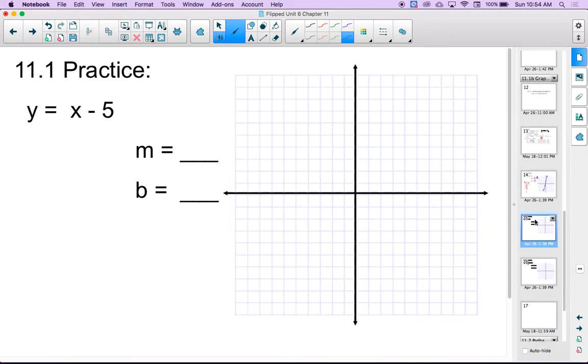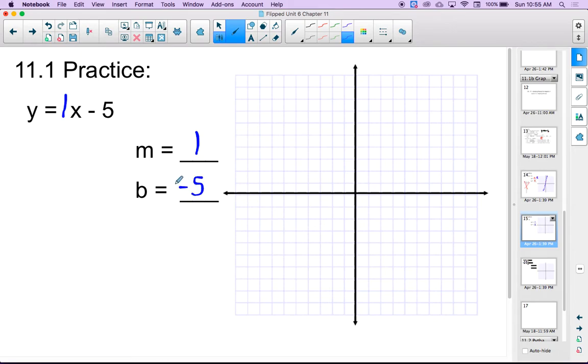Okay, let's take a look at another one. Again, this is not in your notes. It's just another practice problem for us to do. Notice I've eliminated the xy table because it's not necessary. We're using the shortcut. Our m number is the number in front of the x. Remember, when there's no number there, there's a hidden 1, so our slope is 1. Our b number is negative 5.